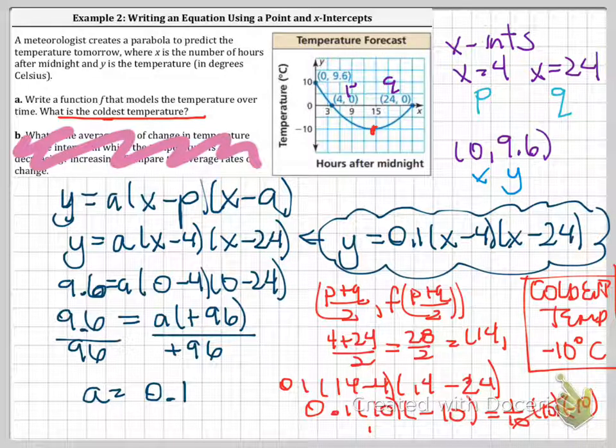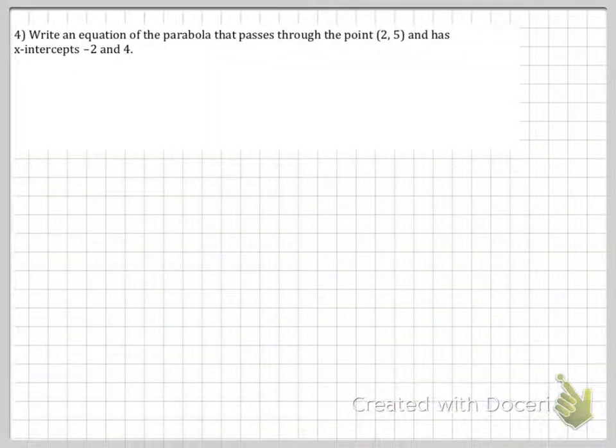So the last example is, please try to write an equation of the parabola that passes through the point (2, 5) and has x-intercepts of negative 2 and 4. Just pause the video, work on it, and then come back, unpause it to see the answer being done. All right, so you hopefully tried it out. So the point is x and y. The intercepts, this is our P, and this is our Q.